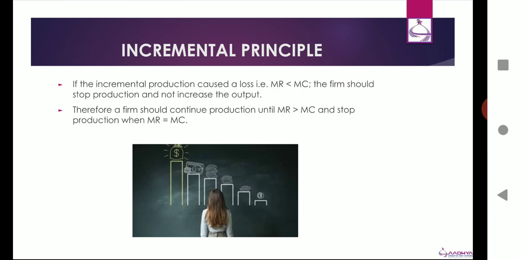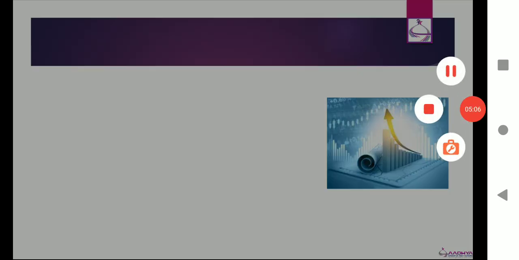So, if profit is continuing to come, when should a firm stop production? A firm should stop production only when there is no more profit to be gained. That is when marginal revenue becomes equal to marginal cost.